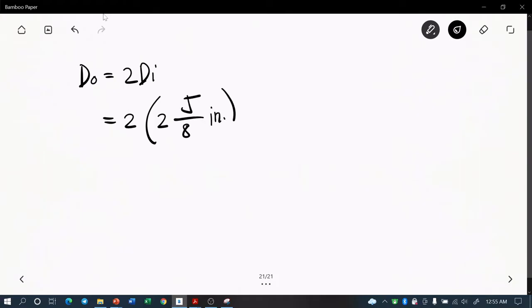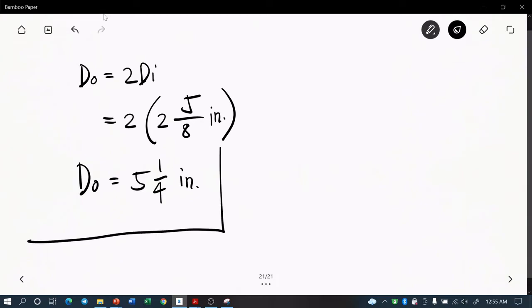Now for our outside diameter, since outside diameter is equal to 2 times di, we just simply have to substitute the standard size of d sub I, which is 2 and 5/8 inches, and thus we have do is equal to 5 and 1/4 inches. Alright, so we have just solved the first two requirements, and we're now going to proceed to our third and final requirement, which is the torsional deflection.